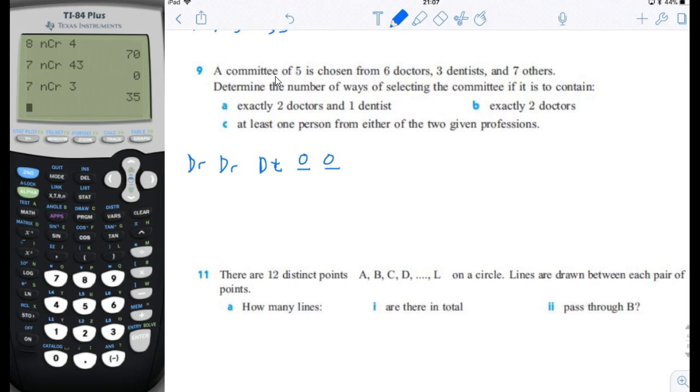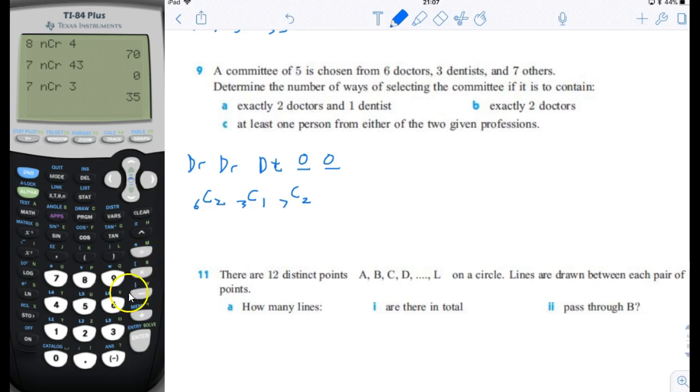So that means we need 2 of the 6 doctors, so we could say 6 choose 2. We need 1 of the 3 dentists, so we'll say 3 choose 1. And we need 2 of the 7 others, so we could do 7 choose 2. And then we just multiply these together, because there's a certain number of ways to do 6 choose 2, a certain number of ways to do 3 choose 1, and a certain number of ways to do 7 choose 2. If you multiply all the different ways of doing those, it gives you every single combination.